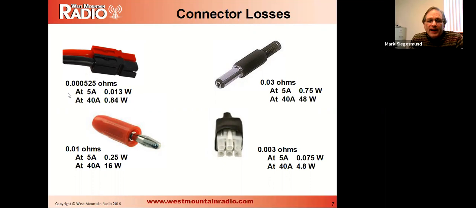In the other corner, the banana jack, 40 amps, 16 watts of energy are going to be lost in that kind of a connector. The connector above that is the one that we're recommending for amateur radio use, the Anderson Powerpole connectors. At 40 amps, we have less than 1 watt of energy being lost in that connector. The resistance of that connector is 0.0005 ohms. So there's very little loss, and that's one of the reasons that we're recommending it for amateur radio use where you're using a lot of current.